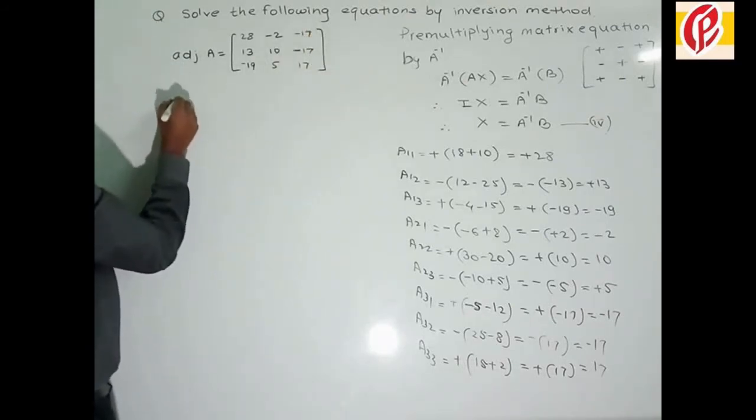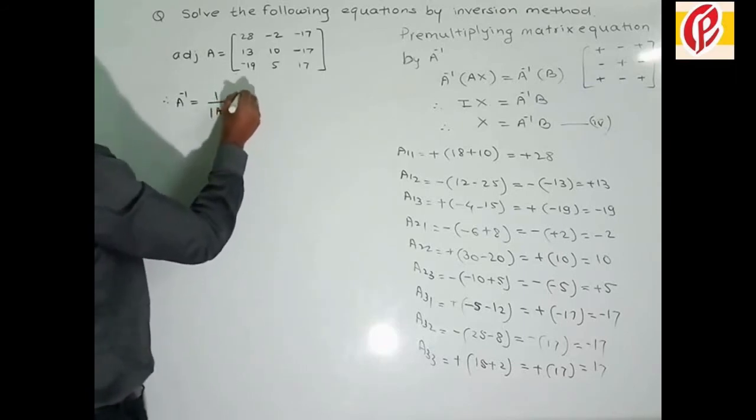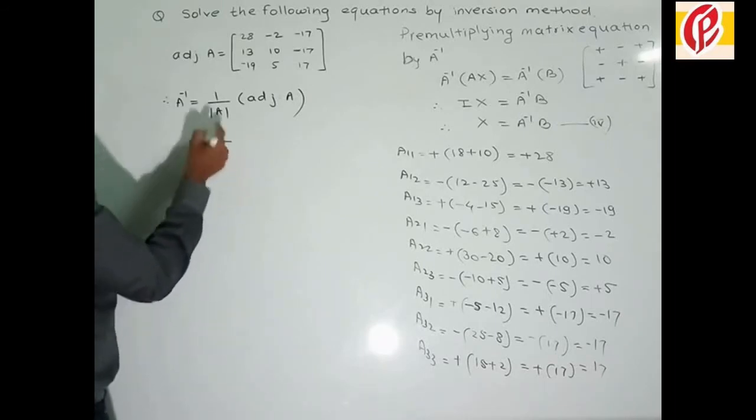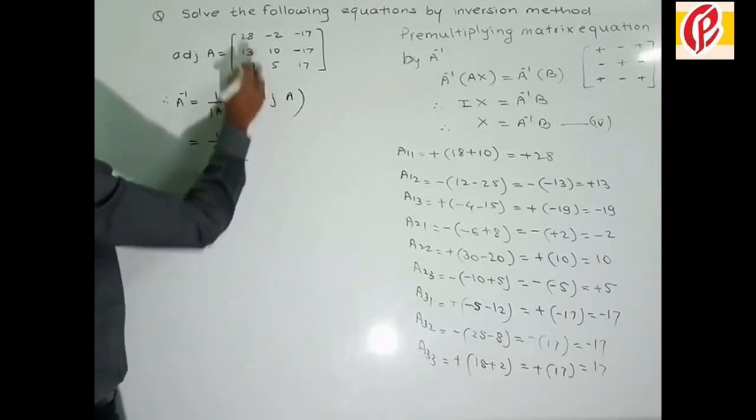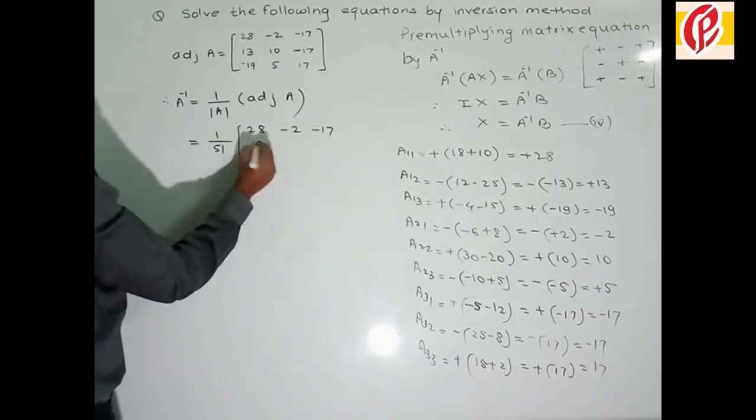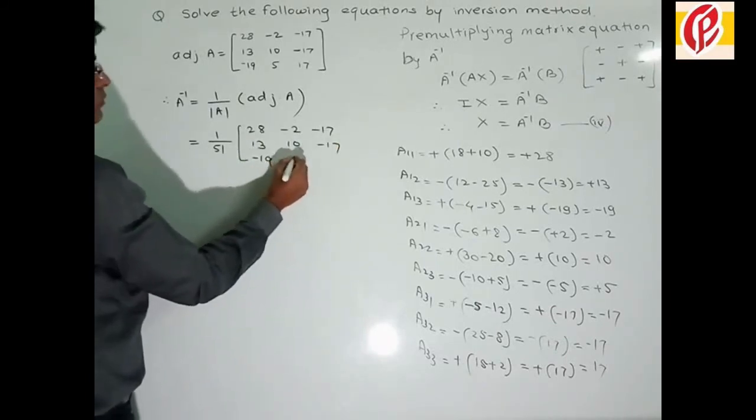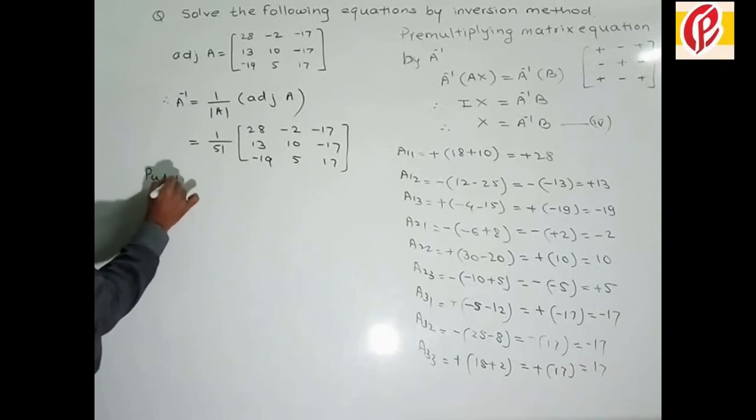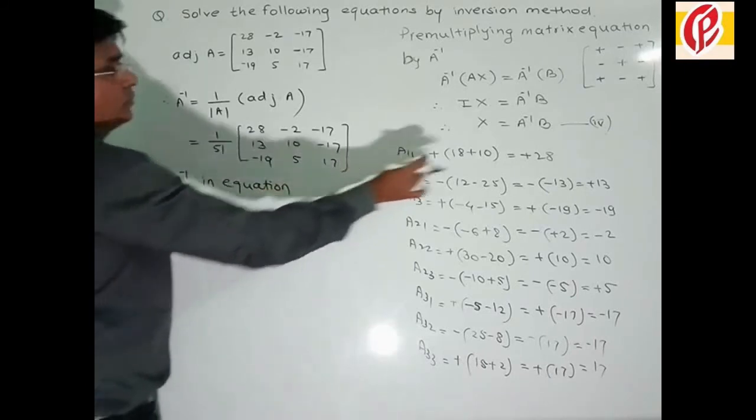Now what is the formula of A inverse? A inverse is equal to 1 upon determinant of A into adjoint of A. So 1 upon determinant of A is equal to 51, then adjoint of A is 28, minus 2, minus 17, 13, 10, minus 17, minus 19, 5 and 17. So put A inverse in equation 4.